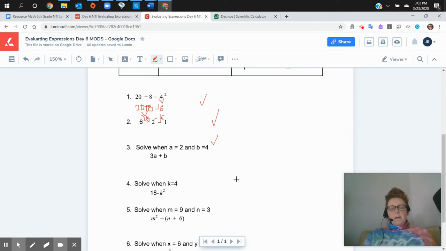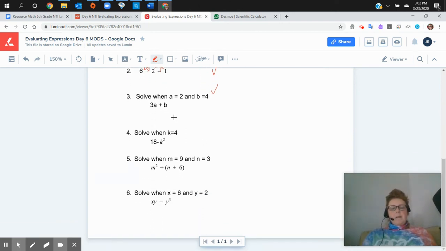So now let's go down here and try one of these. These are a little different. These have numbers, or coefficients, and they have variables. Remember, the variables are letters, so you can see that my two variables in this problem are A and B. Up here in my directions, it tells me what A equals. It says A equals 2. And it tells me what B equals. B equals 4.